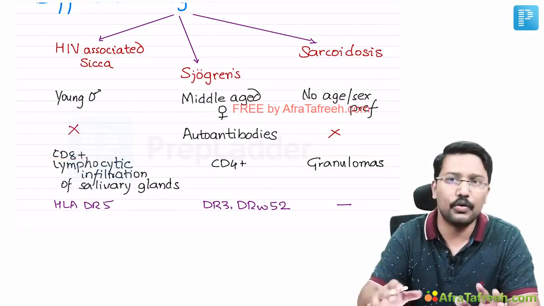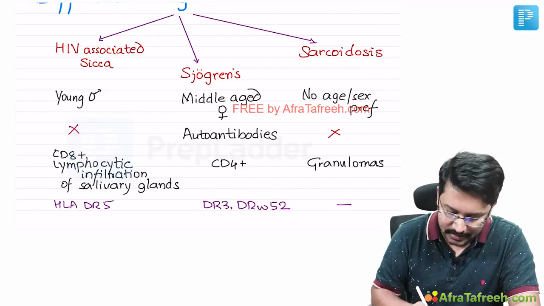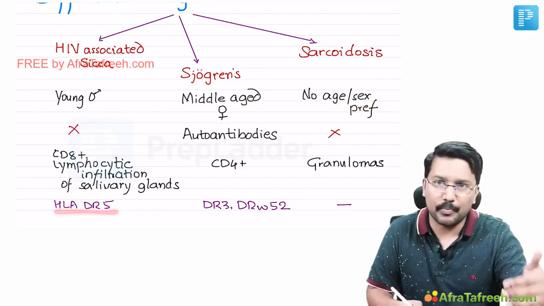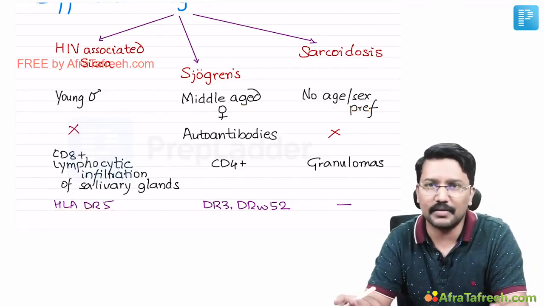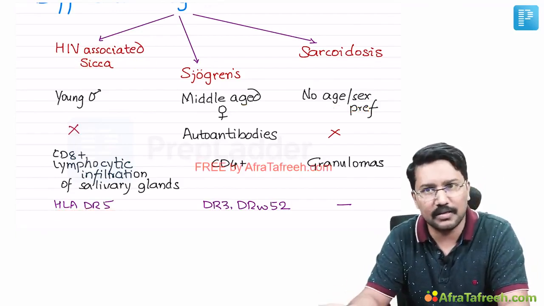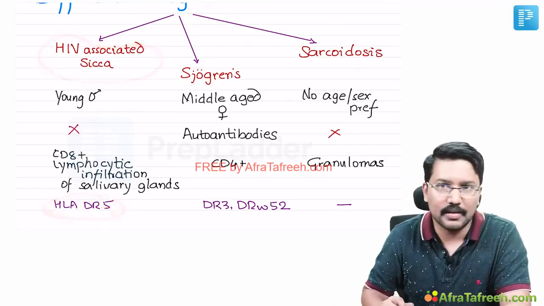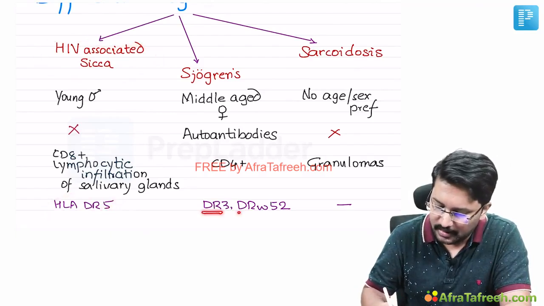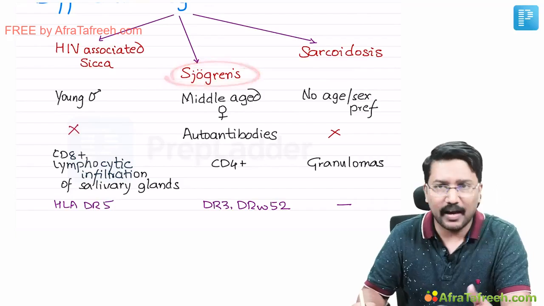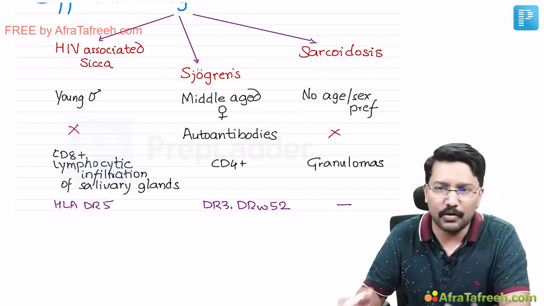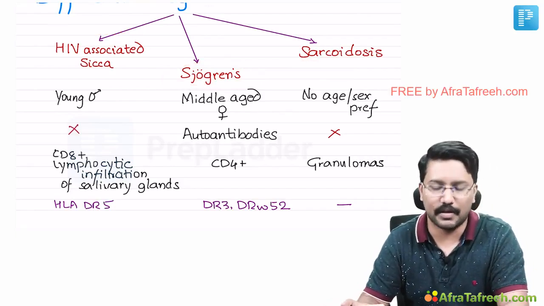And if at all you're doing the HLA variant study, you will notice that HLA DR5, right? Some patients who have HLA variant DR5 and they have HIV infection, their chance of developing the Sjogren-like manifestation is high, right? So HLA DR5 is associated with HIV-associated Sjogren-like syndrome. On the other hand, DR3, DRW52 and DQA1 are associated with Sjogren's, and such HLA association has not been documented so far in case of sarcoidosis, right? So this is about the differential diagnosis.